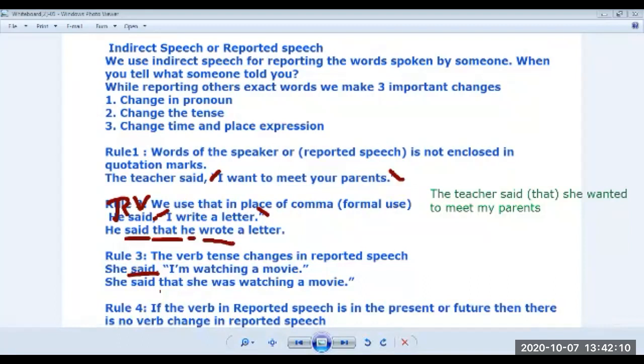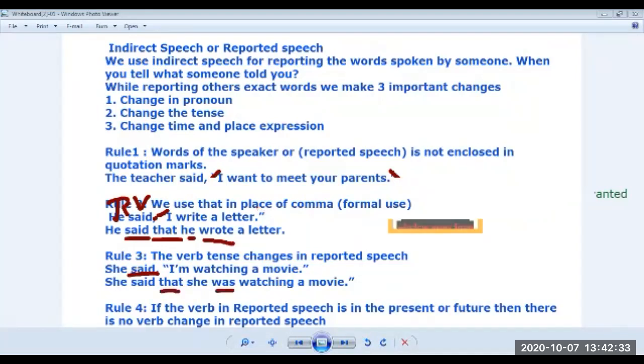Watching a movie. Here we are changing this verb. Why? Because this becomes past continuous. We are changing the verb to was. She said that she was watching a movie. Got it? Okay. Let's move to another example.